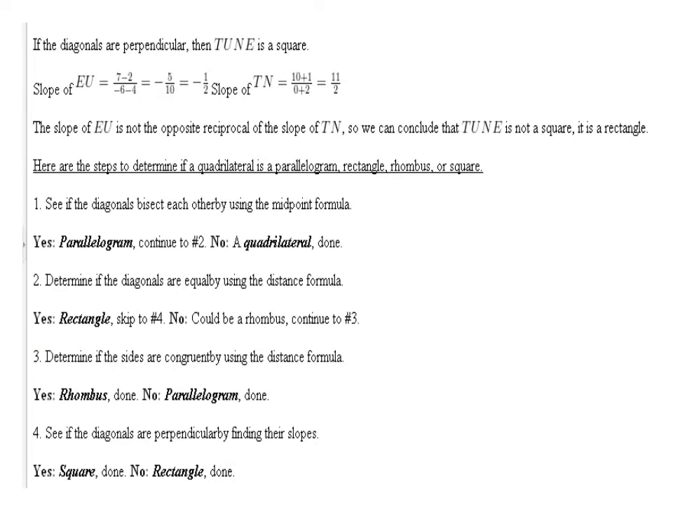We then check to see if TUNE is a square by seeing if the diagonals are perpendicular by finding their slopes. We find that the slope of diagonal segment EU equals -1/2 and the slope of diagonal segment TN is 11/2. For the diagonals to be perpendicular it would mean that one diagonal slope is the opposite reciprocal of the other diagonal slope. We found that the slope of EU is not the opposite reciprocal of the slope of TN. So TUNE is not a square but is a rectangle. Parallelogram TUNE is a rectangle.